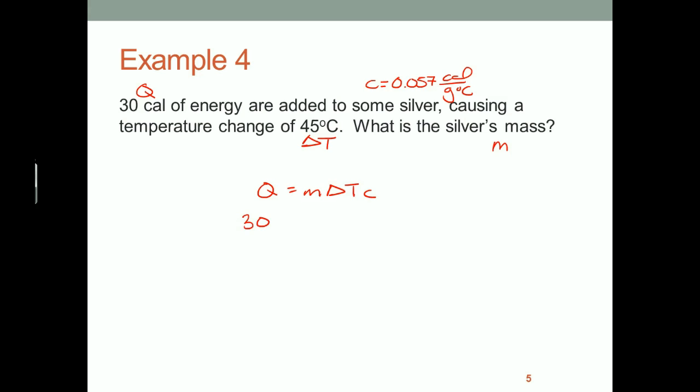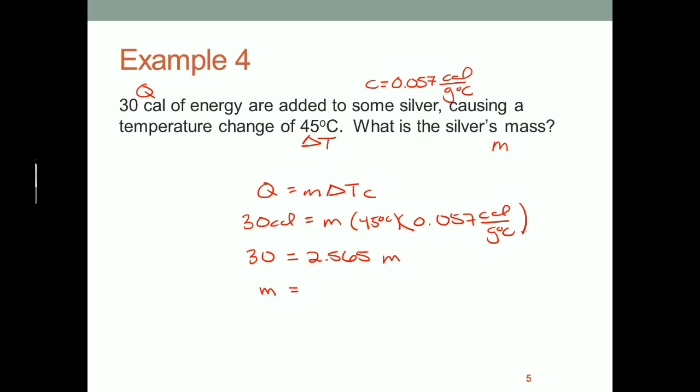So 30 calories equals m, which we want to know, times 45 degrees Celsius times 0.057 calorie per gram degree C. So that tells us 30 equals 2.565 times the mass, or that the mass is 11.7 grams.